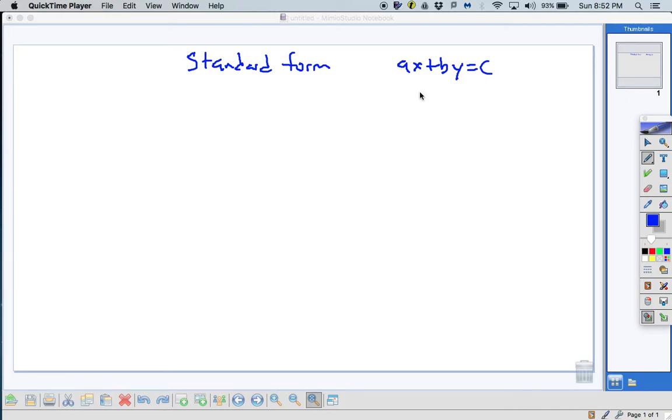Okay, but we want to know how to graph with it. And there's a couple interesting things. So let's get an example here. 2x plus 3y equals, we'll pick 6 so I have nice numbers. Okay, and I want to graph this on our coordinate grid over here.